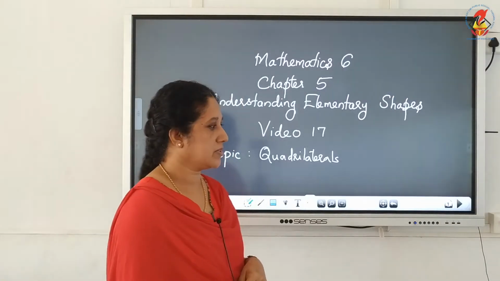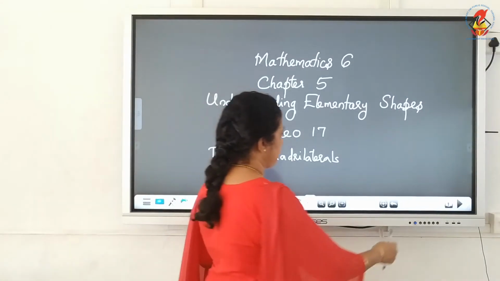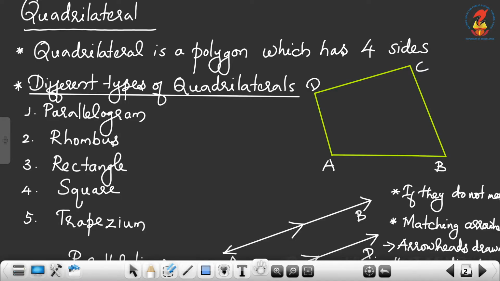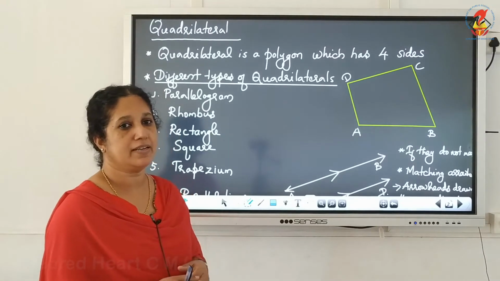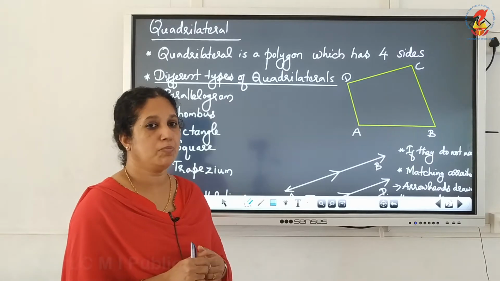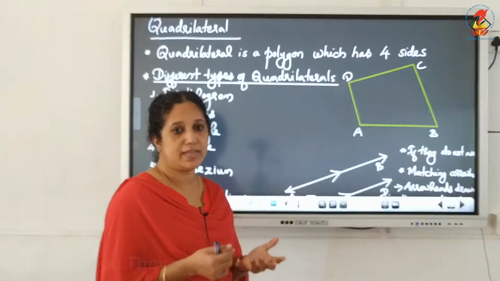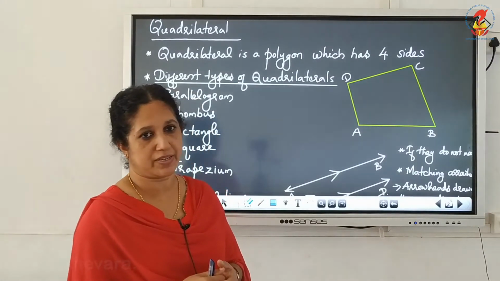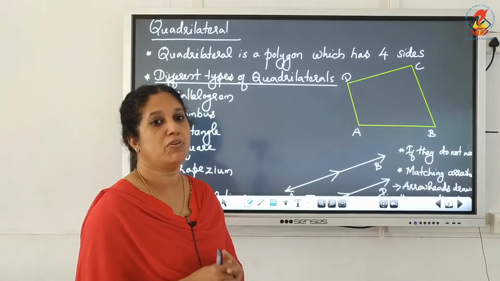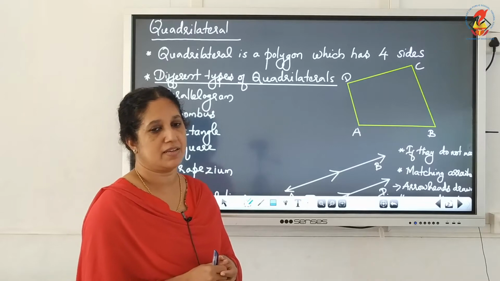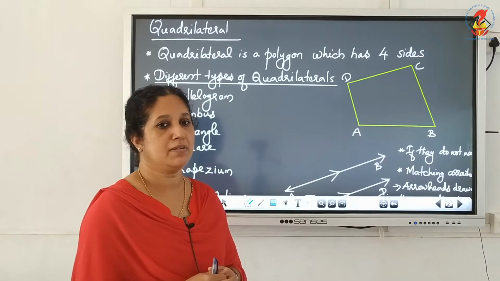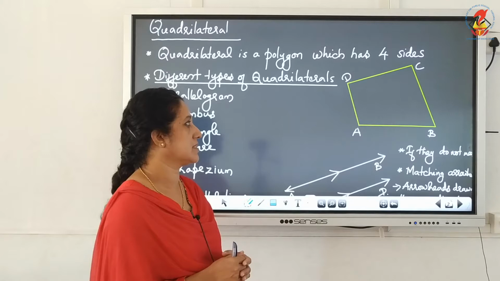Next topic is quadrilaterals. Now what is meant by a quadrilateral? It is a polygon which has 4 sides. It is a polygon and it has how many sides? 4 sides. So we can say that a quadrilateral is a simple closed figure made up of 4 line segments.